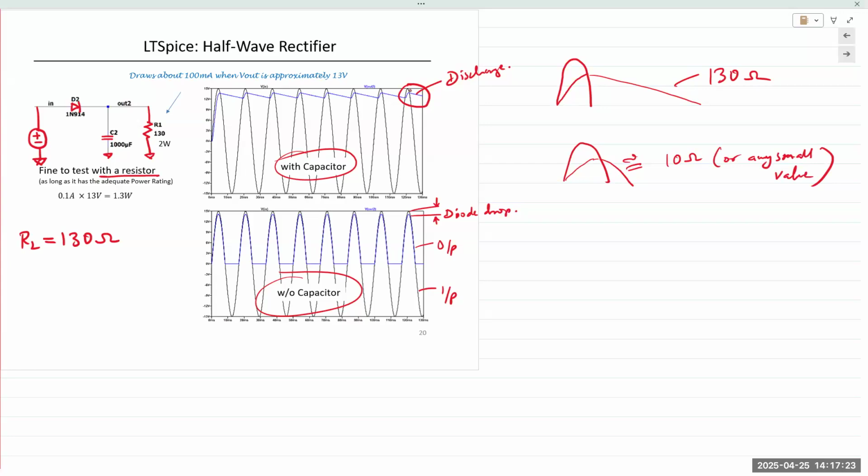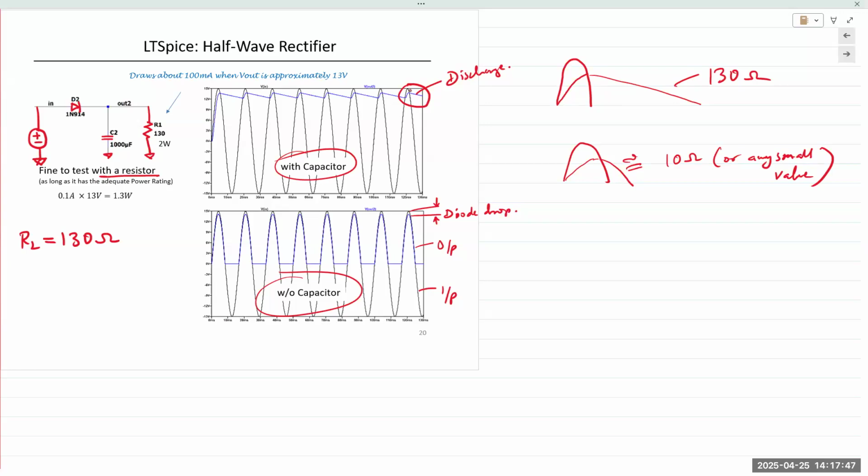And the capacitor is 1,000 microfarad. In real life, I've seen 1,000 microfarad is a pretty decent value. But I've seen simple rectifier power supplies which have like 10,000 microfarads. That's a very large capacitor. 10,000 microfarads, about 12, 15 volts. That's typical of a power supply.